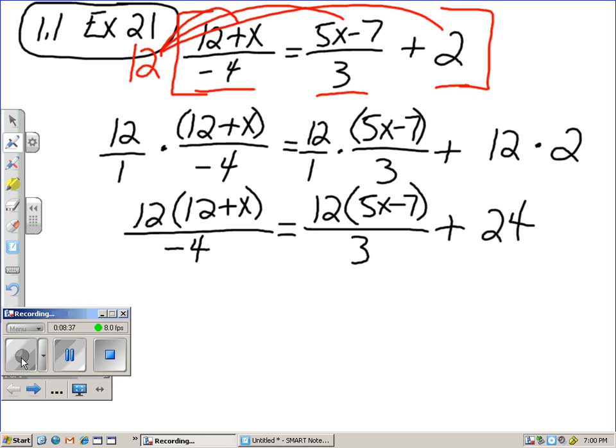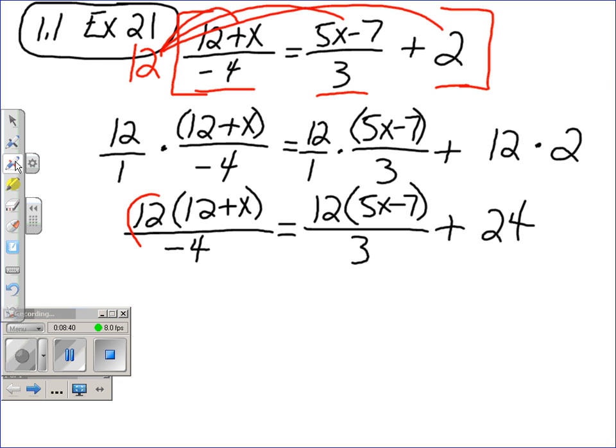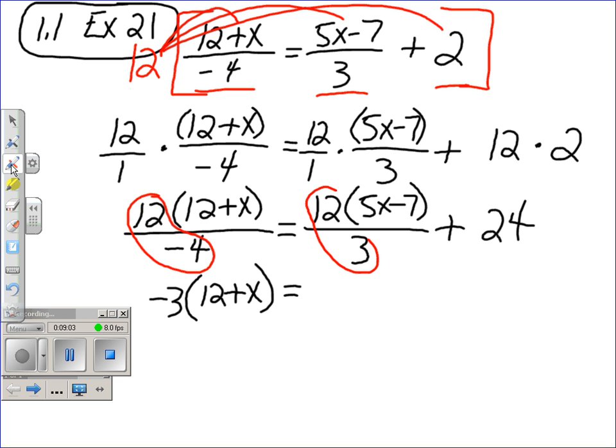Okay, let's continue simplifying. Look at this part of the fraction, just the 12 over negative 4, and ask yourself, what is 12 divided by negative 4? Well, that's just the whole number negative 3. 12 divided by negative 4 is negative 3. I'm going to bring down the parentheses, 12 plus x. And look, that fraction turned into whole numbers. We eliminated the fraction. That was the whole idea. Same thing over here. 12 divided by 3 is simply the whole number 4. And I'll bring down my parentheses, 5x minus 7. And the plus 24, pretty much simplified. I'll just bring it down as is. All right, looking good.